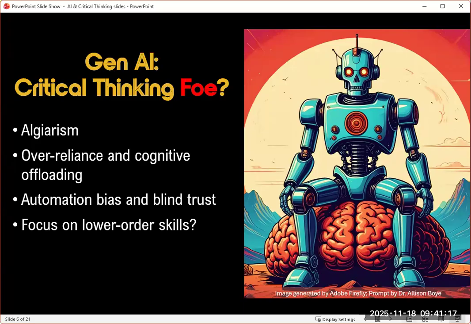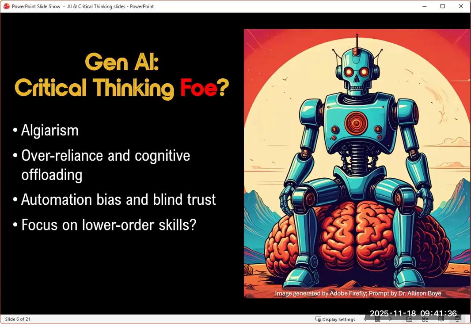And that cognitive offloading, because of the over-reliance, could lead to skill atrophy if our students are bypassing those opportunities for independent thinking and practice in the art of complex reasoning, right?